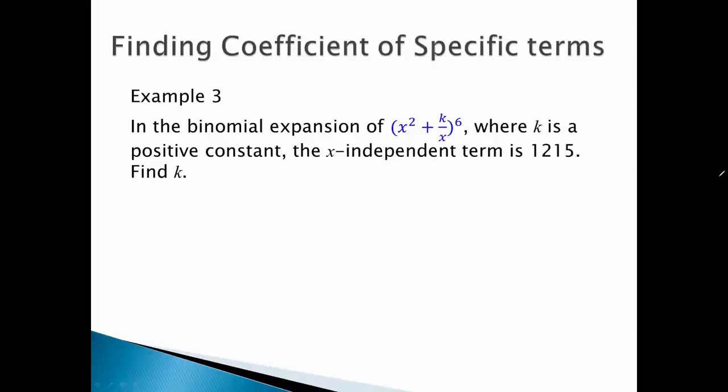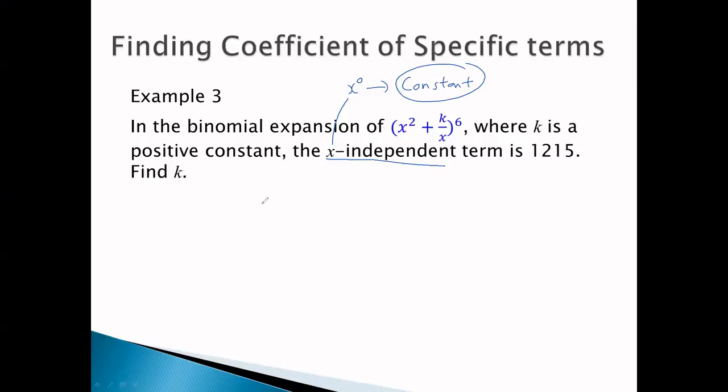Example 3. In the binomial expansion of (x squared plus k over x) to the power 6, where k is a positive constant, the x-independent term is 1215. Find k. So slightly different type of question, but still the same method, okay? But firstly, what is an x-independent term? An x-independent term is a term which is independent of x. That means it does not have an x. So that means the x is actually to the power 0, meaning we are finding a constant. That means the power of x is 0.